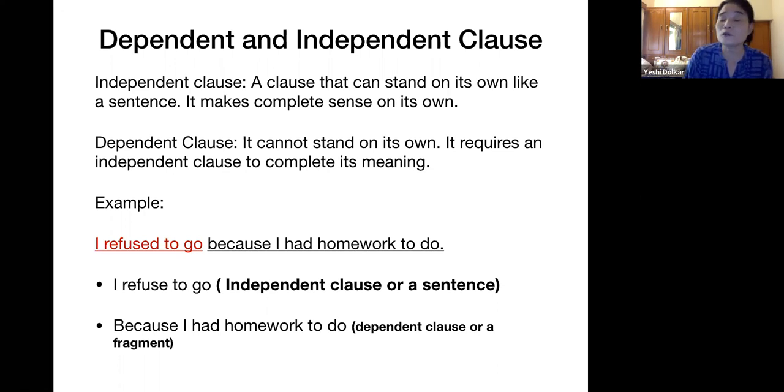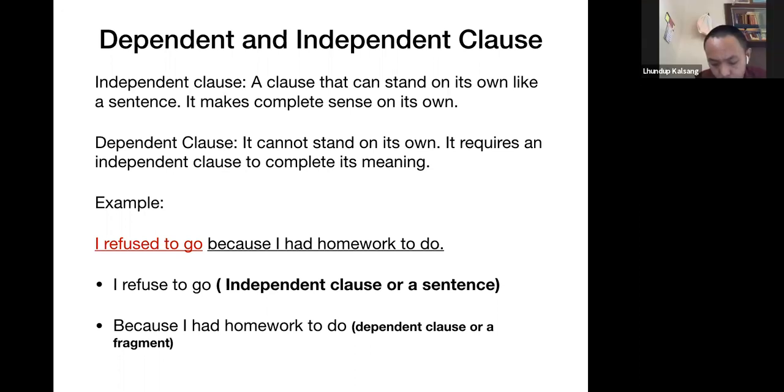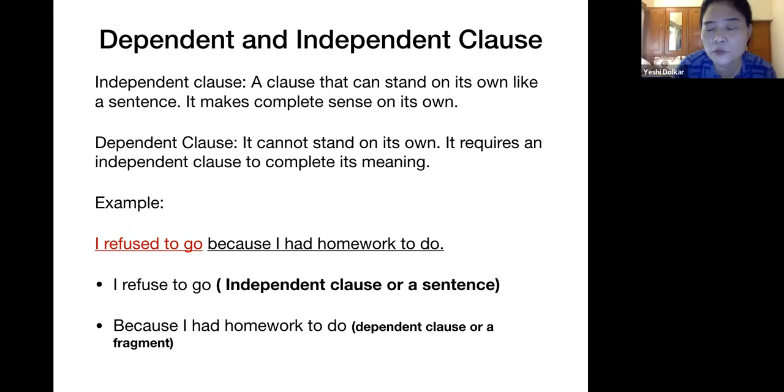But then what kind of a clause is it? It's a dependent clause. Do you understand? Yes. Okay, so now a lot of people get confused with this kind of a clause. They think that, oh, this is a sentence. So what some people do is they write, because I had homework to do, and they put a full stop. Full stop, which is wrong.